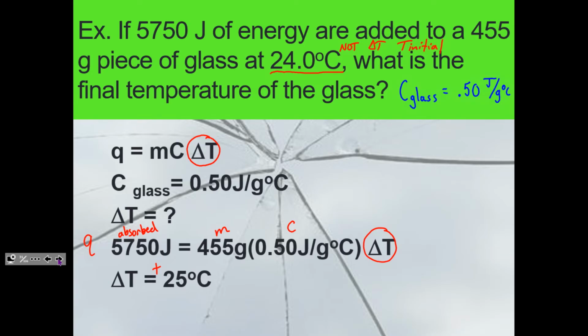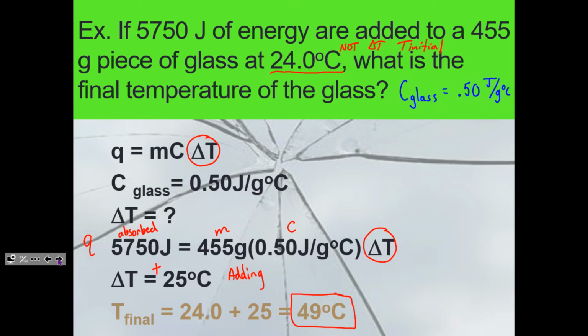So if I'm adding energy, my change in temperature is going to go from a lower number to a higher number. I'm actually adding this temperature change. So I'm going to do 25 plus the 24 degrees that we started with in order to get a final temperature of 49 degrees Celsius. So I'm going to summarize up here. If you add heat, the temperature increases. But if you remove heat or release heat, the temperature decreases.